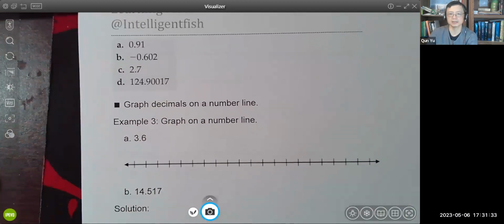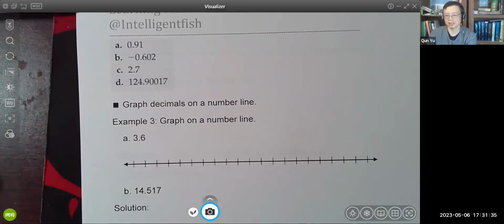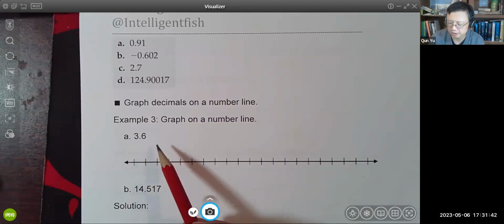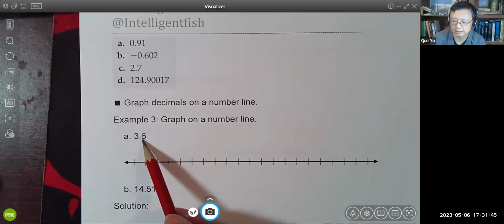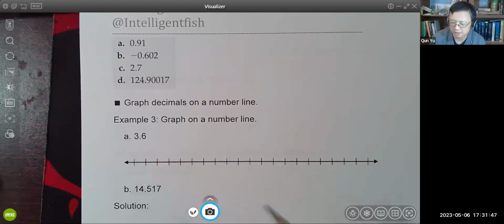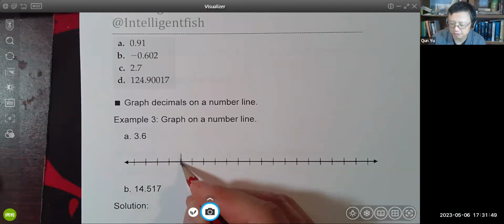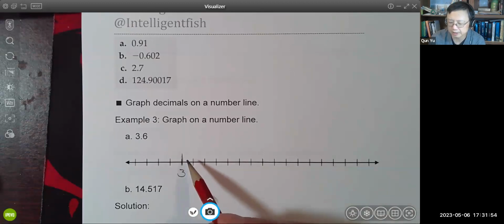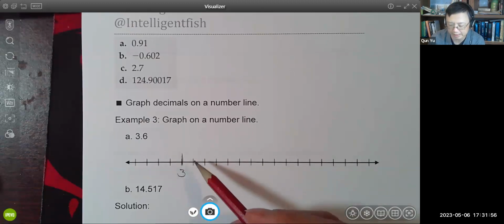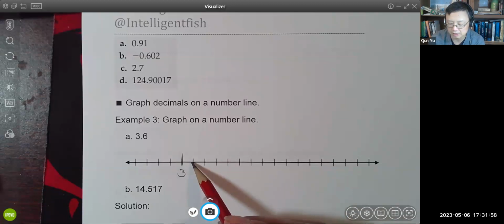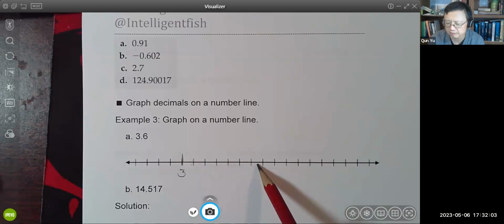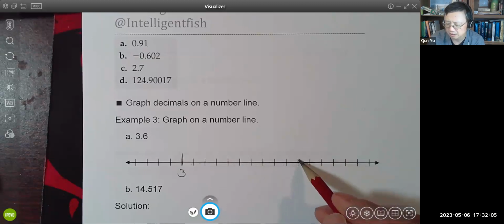This is your exercise. Now let's see how we graph a decimal number on the number line. The first example is 3.6. Apparently 3.6 is between 3 and 4, right? Let's suppose this point on the number line represents 3 and 4. We can divide each unit into 10 sub-intervals. So 1, 2, 3, 4, 5, 6, 7, 8, 9, 10. So this is going to be our 4.